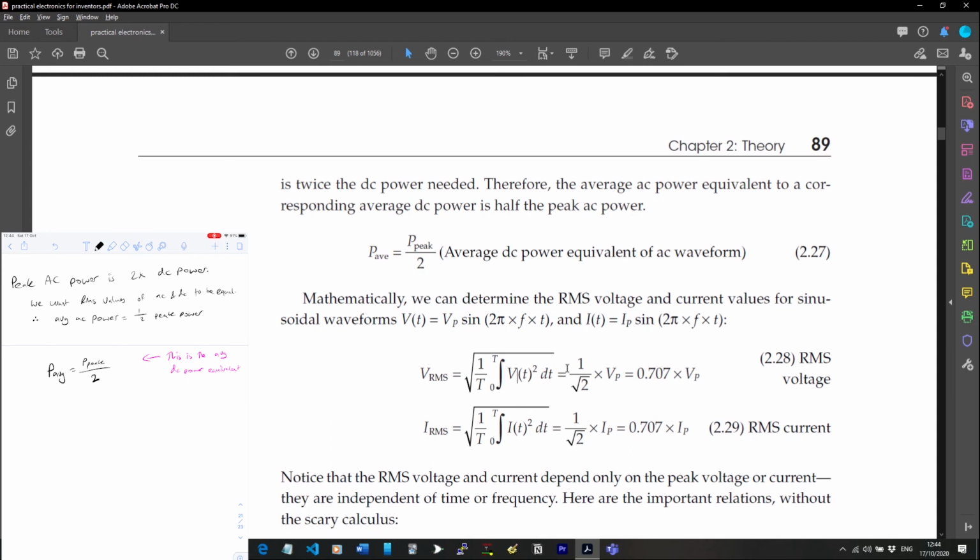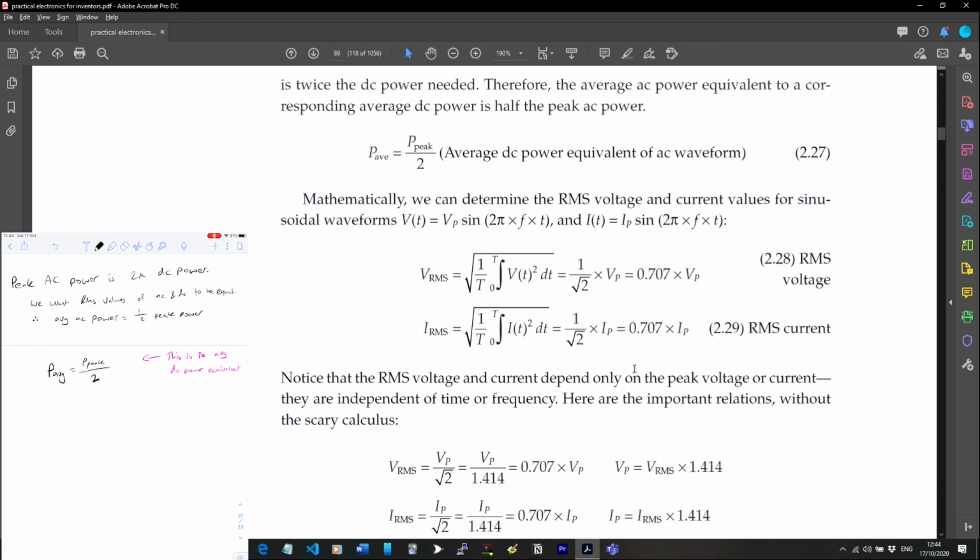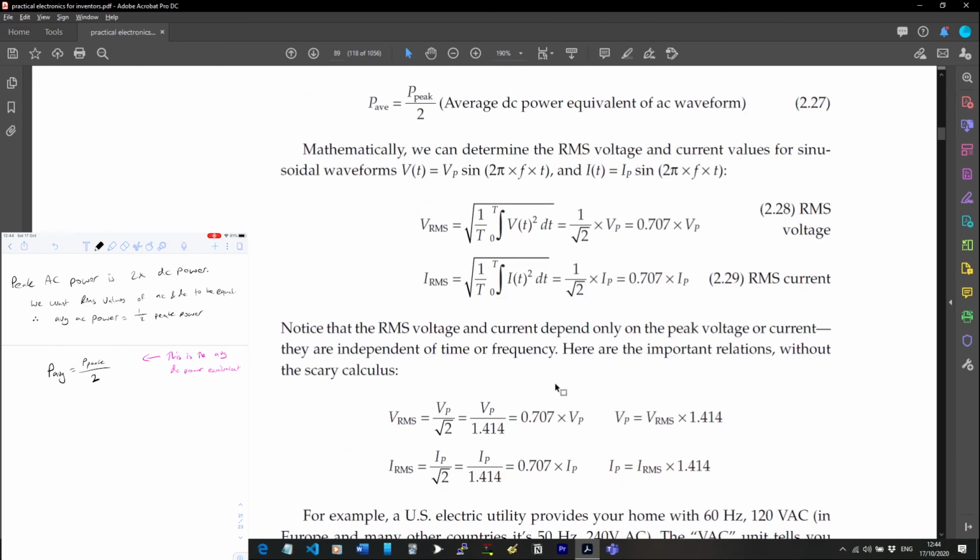Mathematically we can determine the RMS voltage and current values for sinusoidal waveforms. 1 over what? Yeah, I just don't understand that. I feel like this is a summation symbol, but I don't know, man.